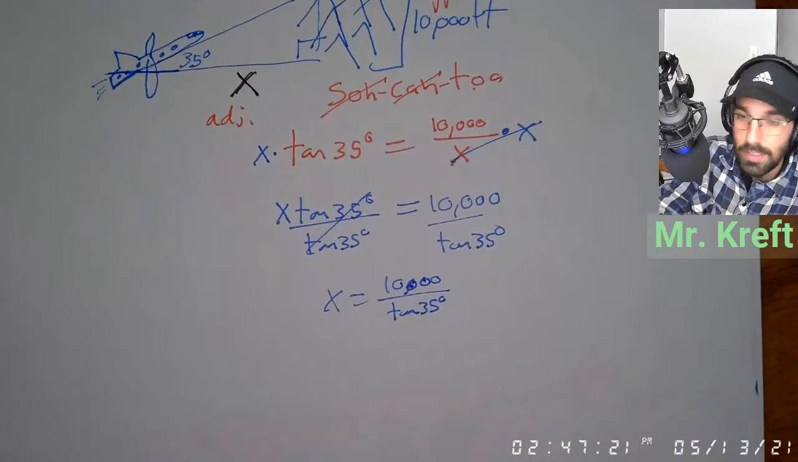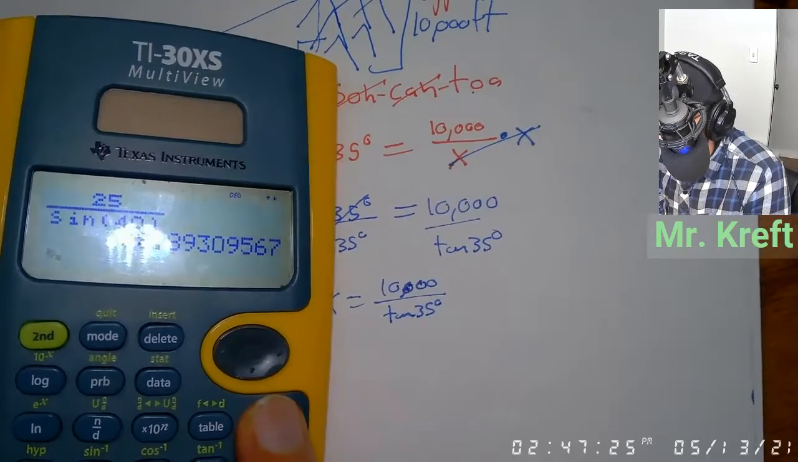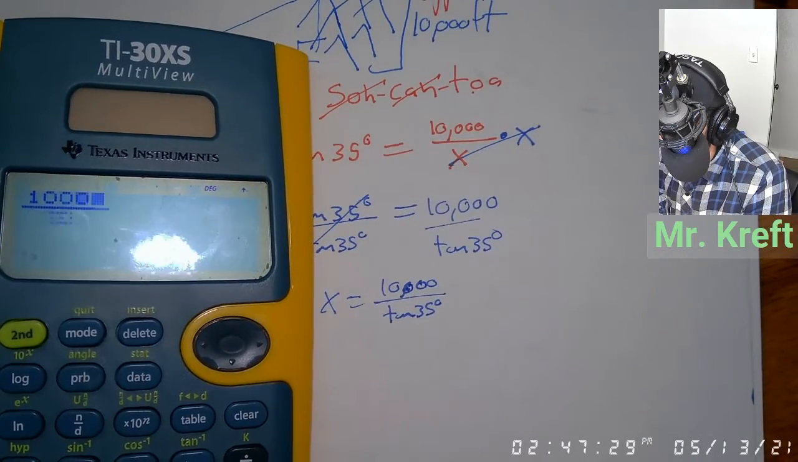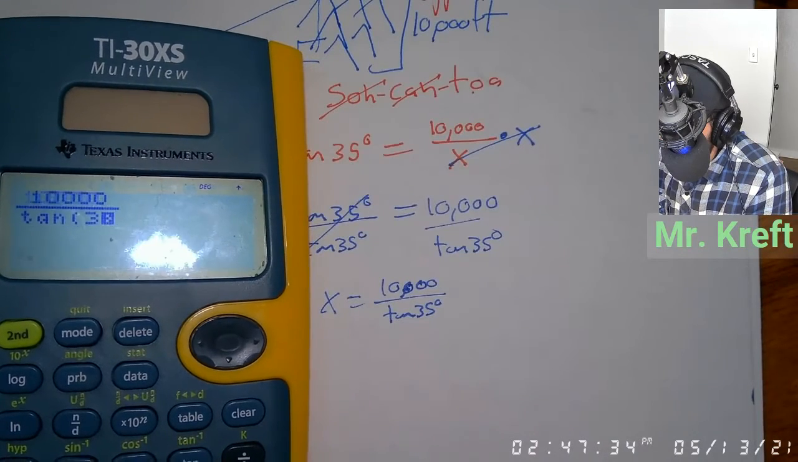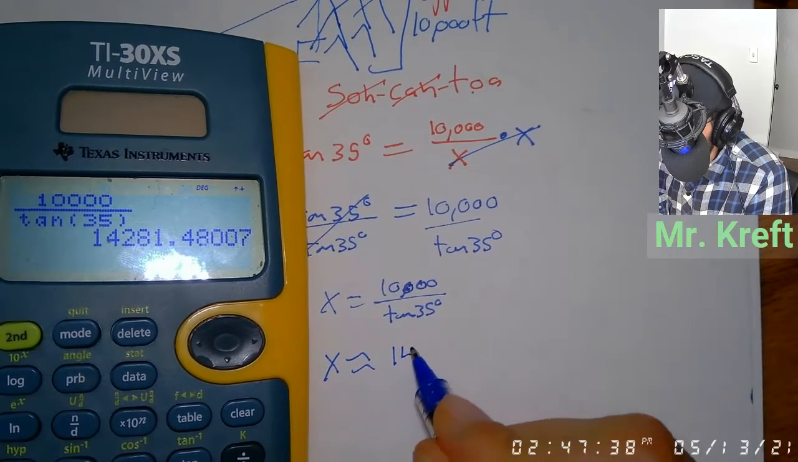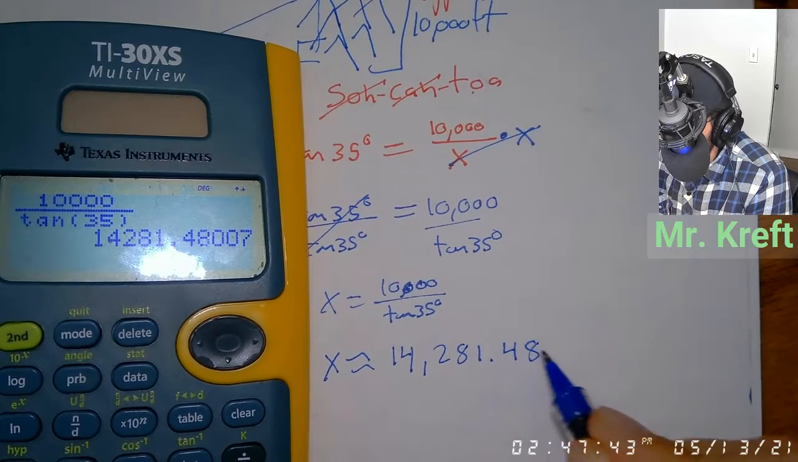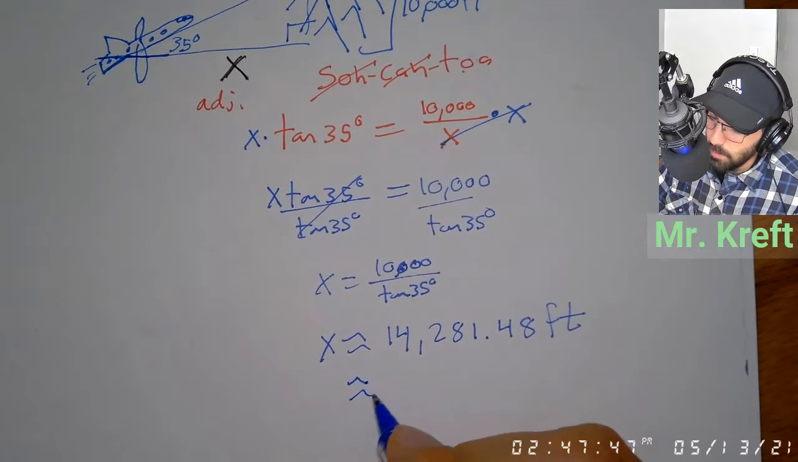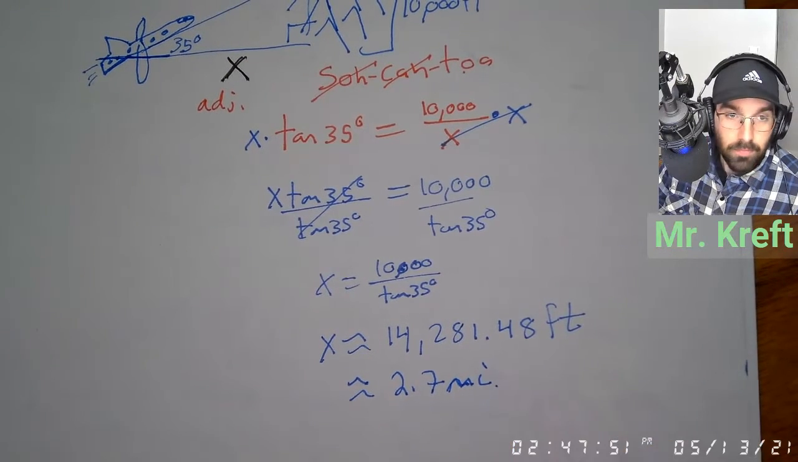Okay, now again, units are going to be really important here. So if I round this, let's do the second decimal. I didn't say which decimal to do, did I? I'm a terrible person. Now let's see here, tangent of 35, and I get x is approximately 14,281.48. Now that's in feet. So if you convert that to miles, I think that's about 2.7 miles.